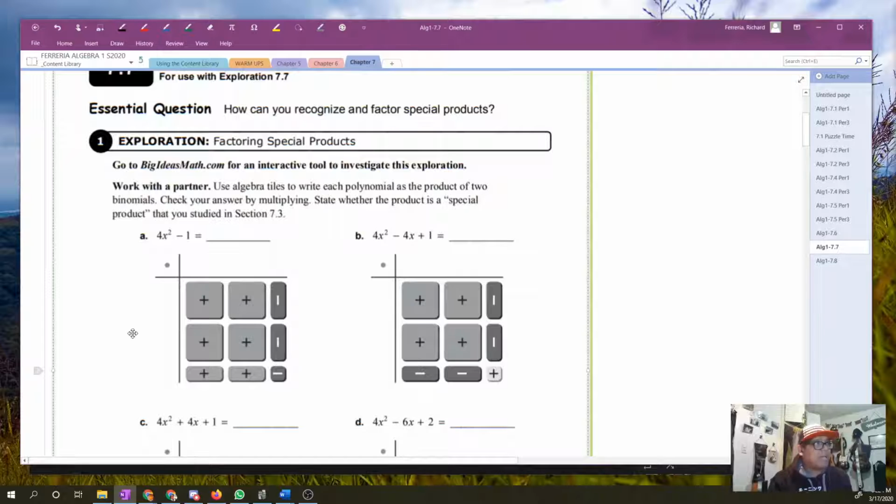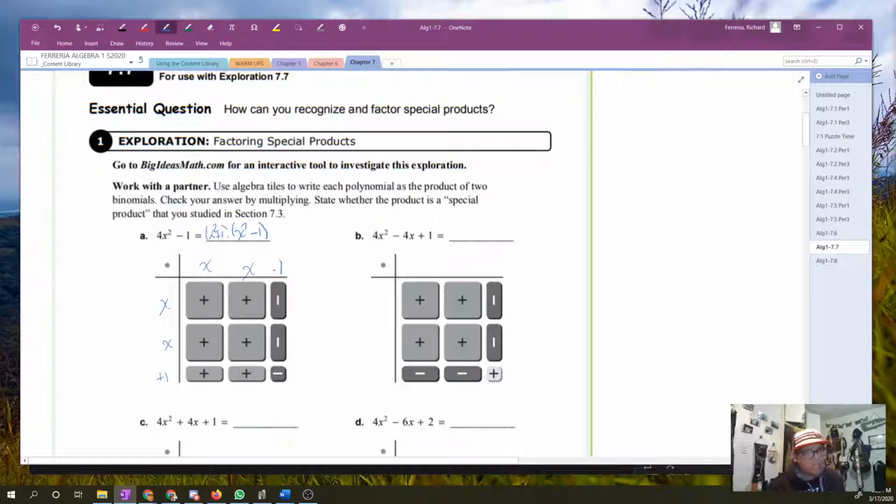All right, so we got the working with a partner. We got some algebra tiles here, and we're going to write down first of all what we see. Again, over here, that's an x, that's an x, that's a -1. This is an x, this is an x, that's a +1. And so that one's pretty easy to see. That's x squared plus 1 and x squared minus 1.